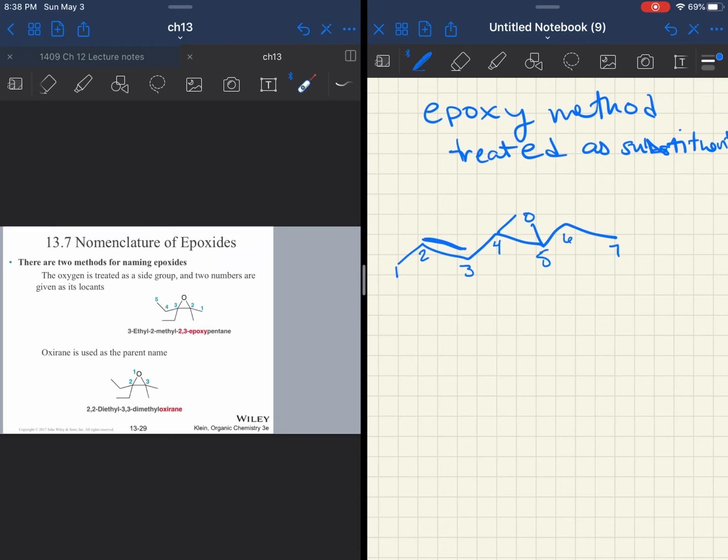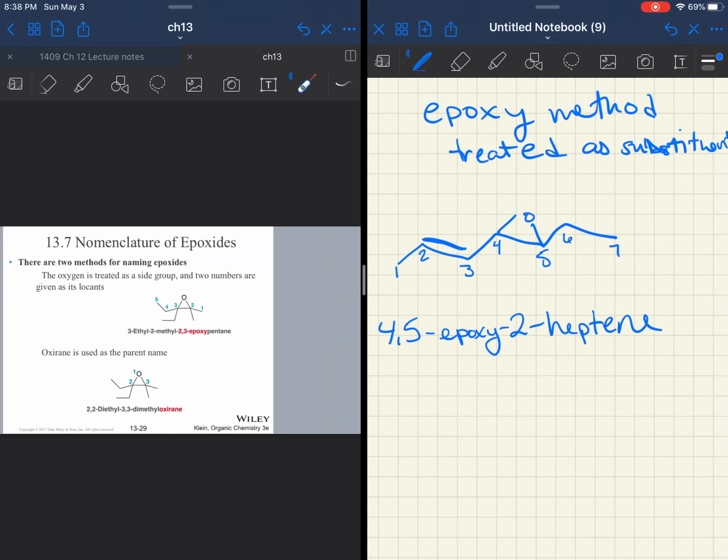So even though our double bonds and triple bonds only get 1, right? We only say the first carbon in the double bond. For the epoxy group, you list both carbons that are involved. So this would be 4,5-epoxy-2-heptene.